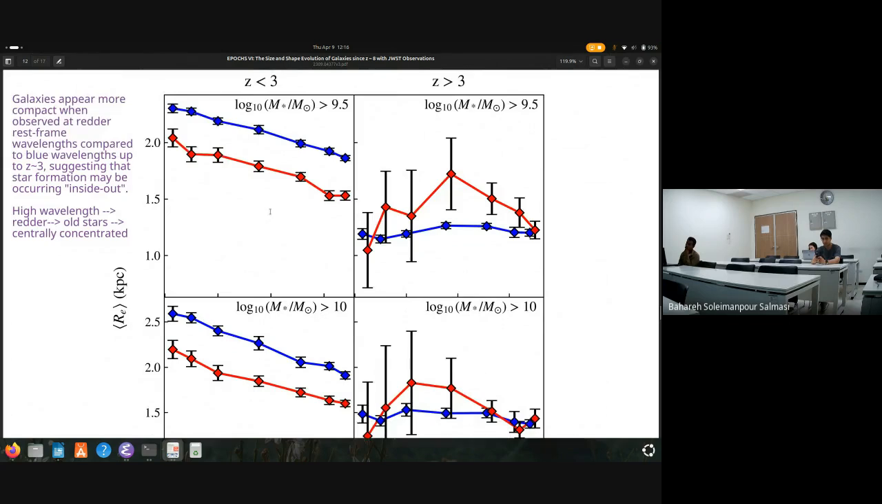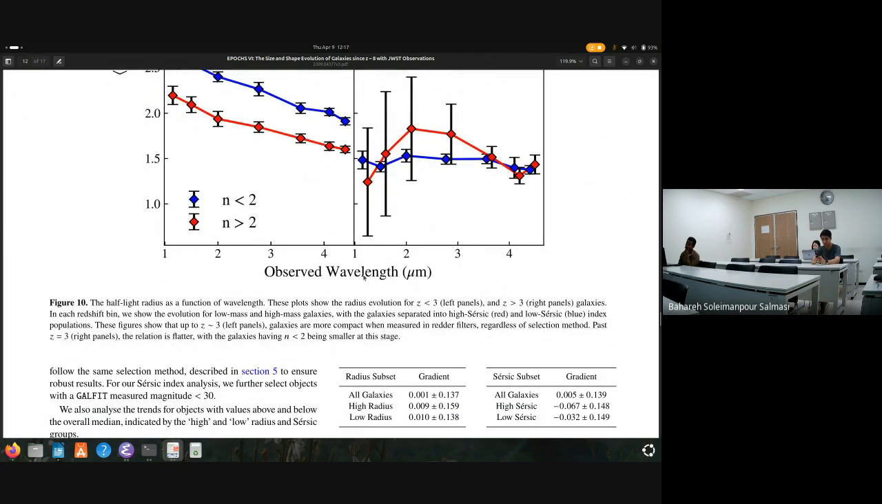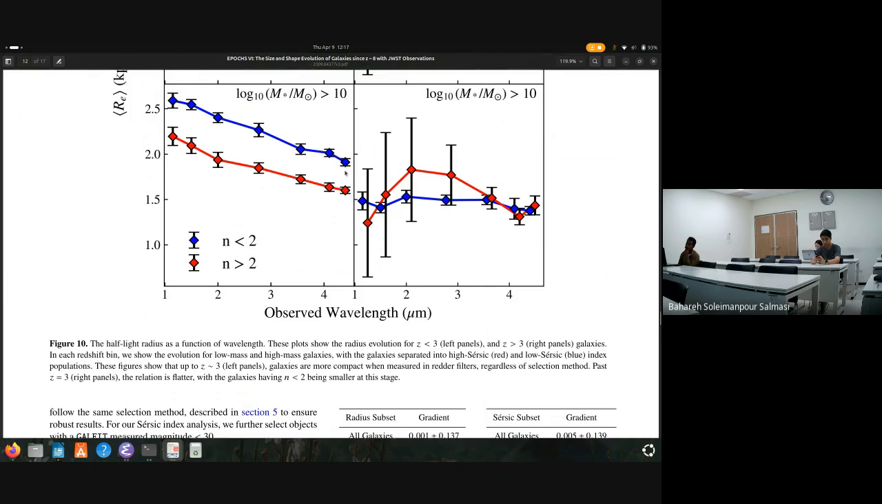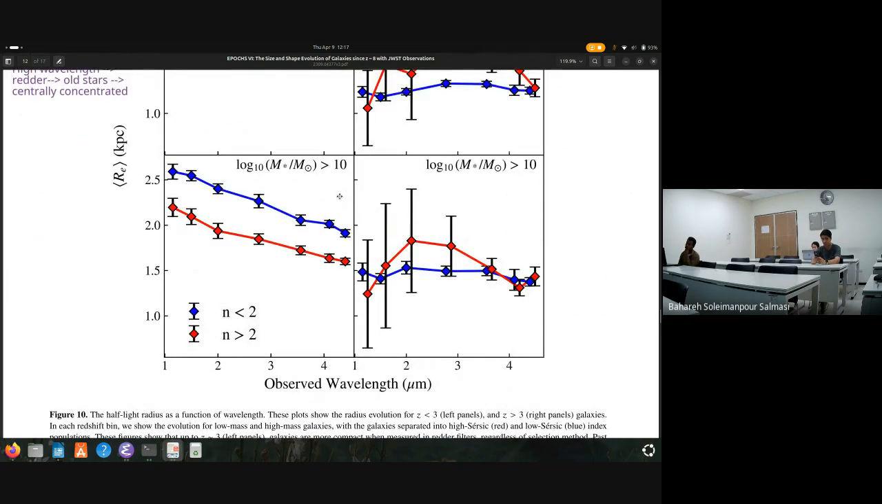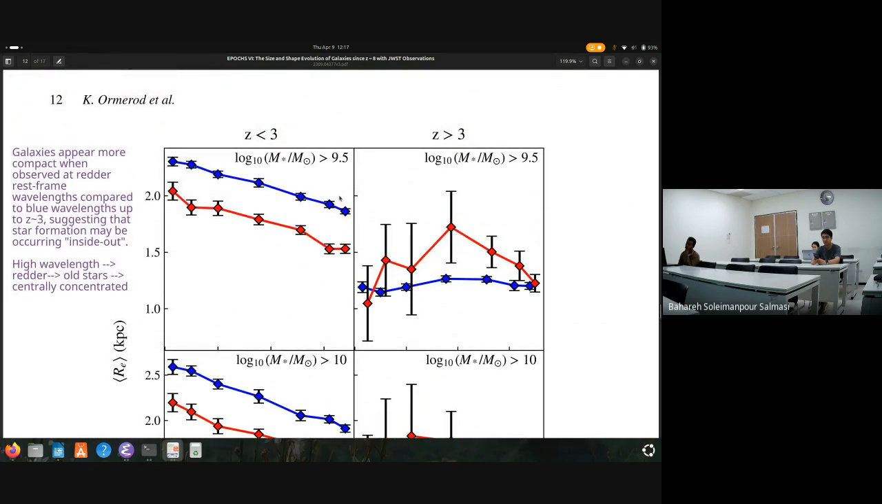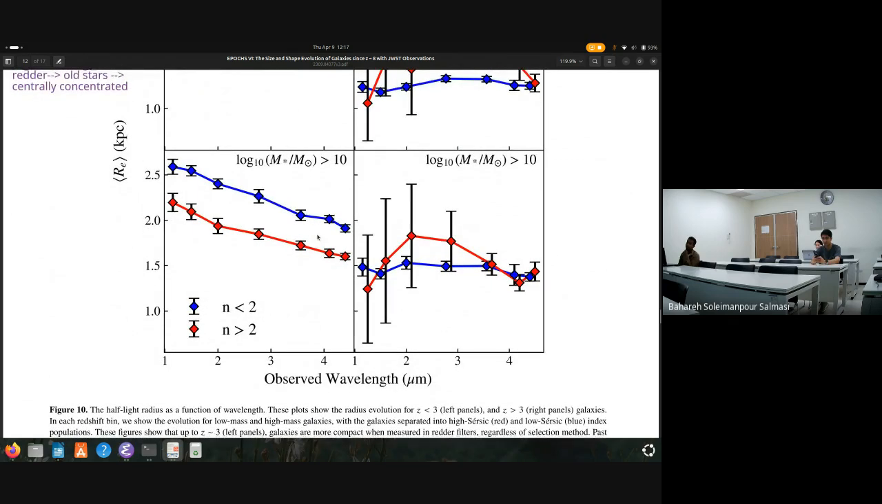Another result which they found is that when they plot the radius with observed wavelength, the galaxies appear more compact at the redder extreme. To understand this, what's happening is that at redder wavelengths we are basically seeing the older stars. The older stars are centrally concentrated, and that's why the size reduces.